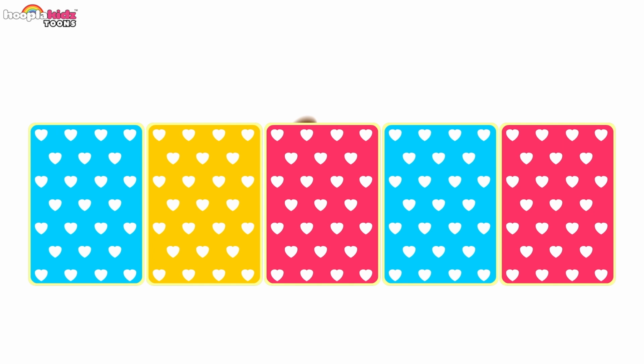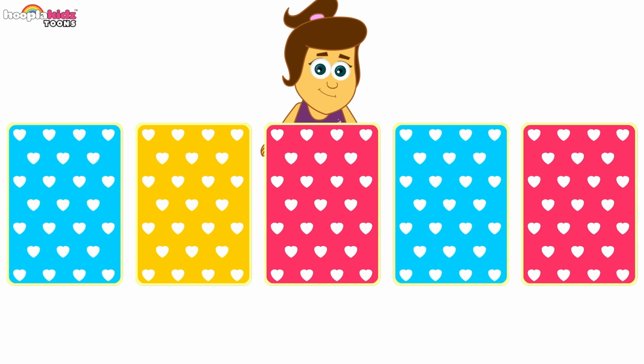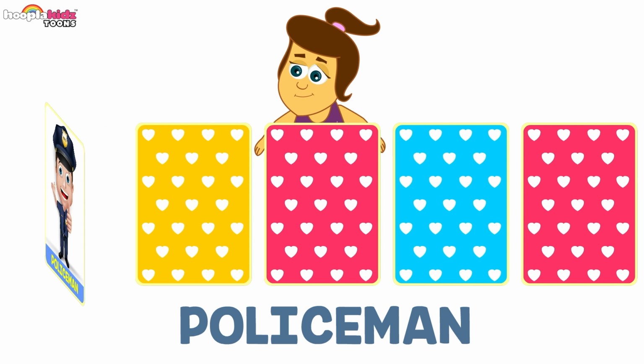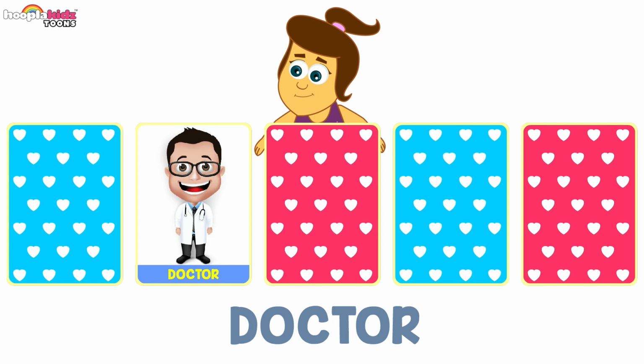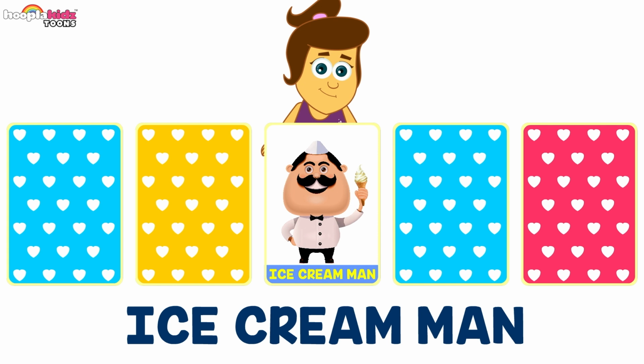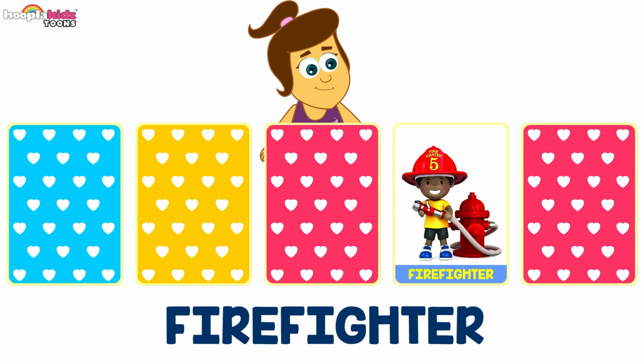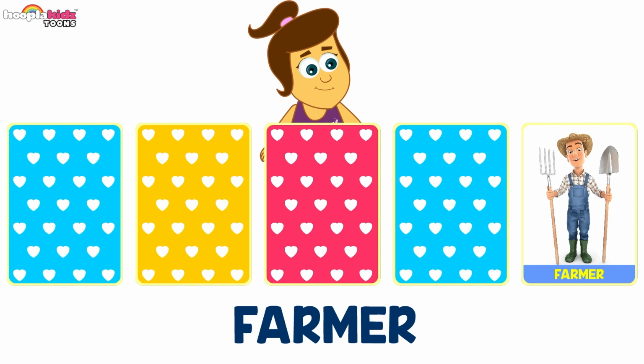Yippee! Hi, Annie! How are you doing? Let's look at profession cards. A policeman. A doctor. Wow, brilliant! Ice cream man. Ooh, yummy! Fighter. Yeah, hey, go for it. Farmer. Yee-haw. Let's shuffle.